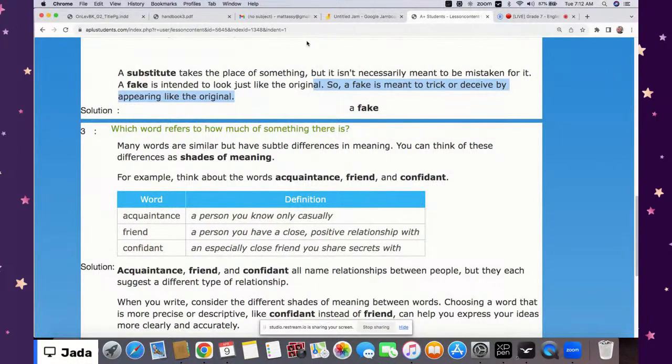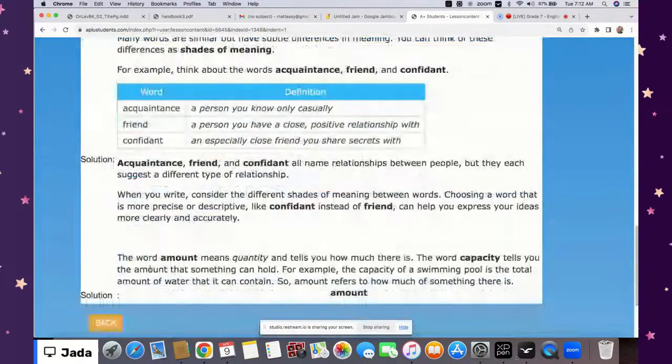Now, which word refers to how much of something there is? How much do you have? The word amount means quantity and tells you how much there is. The word capacity tells you the amount that something can hold. For example, the capacity of the swimming pool is the total amount of water that it can contain. So amount refers to how much of something. If you're asking, how much is this? You're asking for the amount, not the capacity.